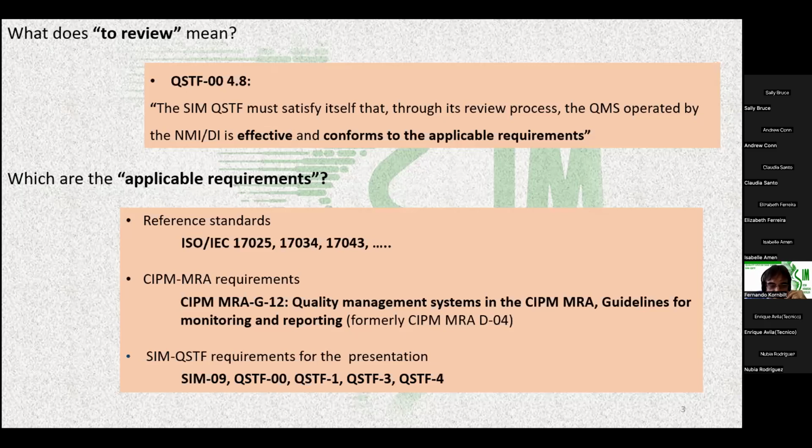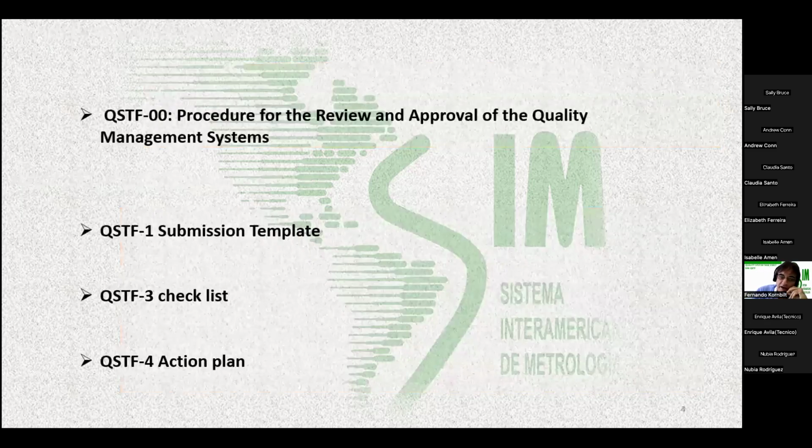On the other hand, the procedures of CIPM MRA-G-12, to monitor and report the quality systems under the context of the MRA. Many of the SIM procedures are based on this MRA procedure. As with other documents mentioned here, they are all available online. And the third category is the documents of SIM and QSTF: SIM 09, QSTF 00, which we've heard a lot about. And now we're going to talk about the QSTF forms, QSTF 1, 3, and 4, and this will be the rest of the session.